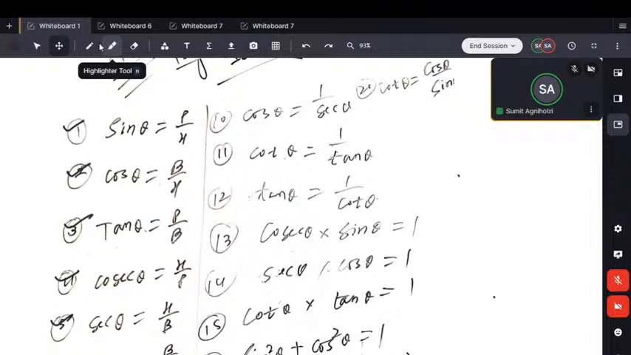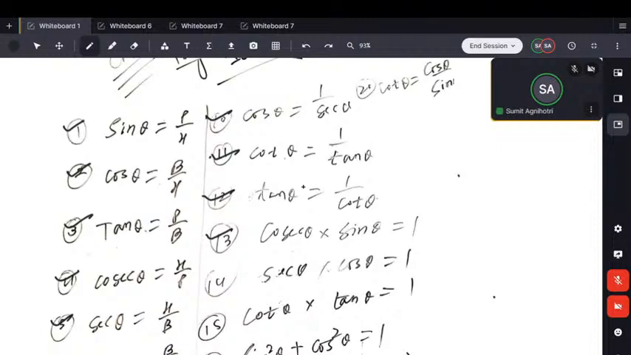If cosec is 1 over sine, that means sine into cosec is 1. Is it okay for you? Then let's consider the next, that is sec into cos is 1, and similarly cot into tan is 1.